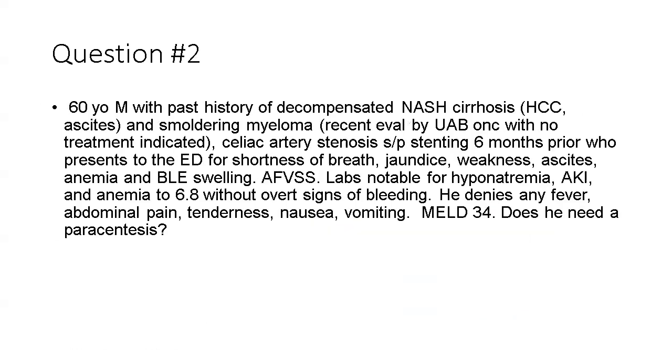Okay, question number 2. A 60-year-old male, past medical history decompensated NASH, has HCC and ascites. He also has smoldering myeloma, not been on therapy, follows with UAB. These are all real patients, by the way. Celiac artery stenosis. He came in for shortness of breath, jaundice, weakness, ascites, and edema. He has hyponatremia and AKI. He's anemic to 6.8. He doesn't have any fever, abdominal pain, tenderness, nausea, or vomiting. His MELD is 34. Does he need a paracentesis?